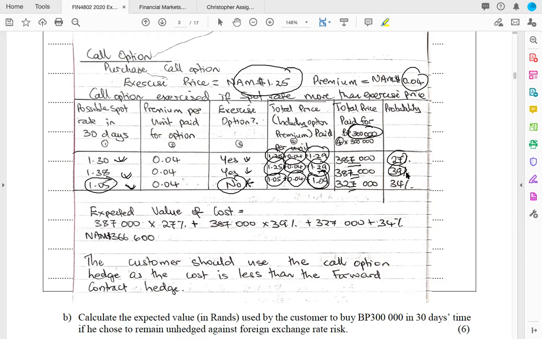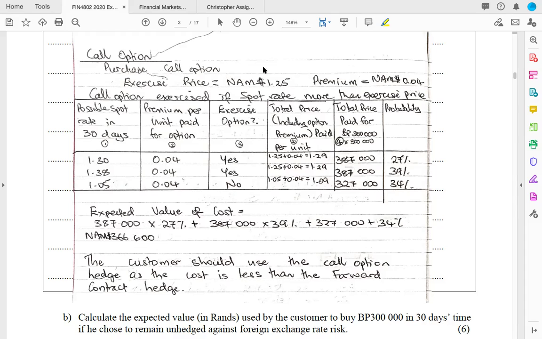And then we have these probabilities. We would then multiply each of these total prices paid by the corresponding probabilities. These are percentages. And then we add them up and we would get the total expected value of cost with regards to the call option hedge, which is 366,600. So that would be the call option hedge.